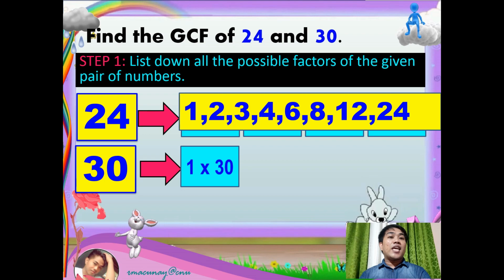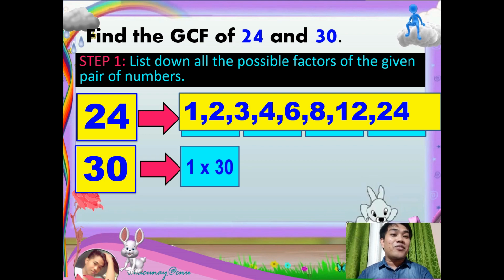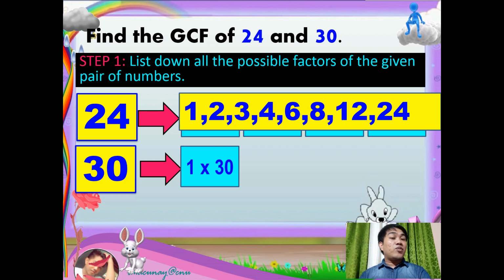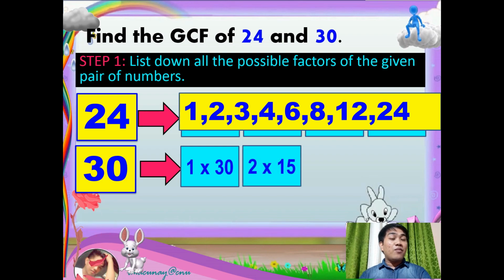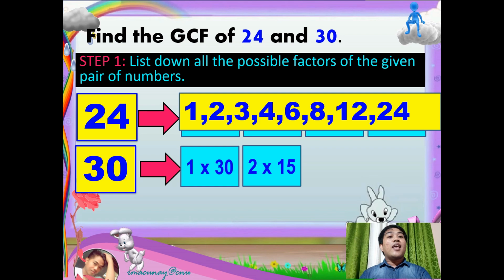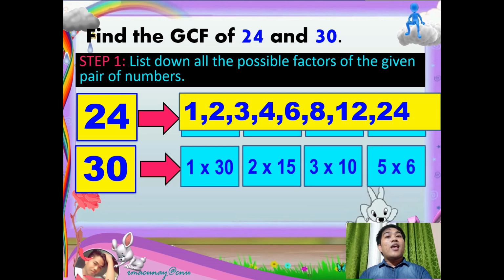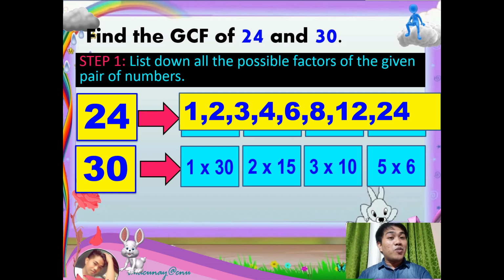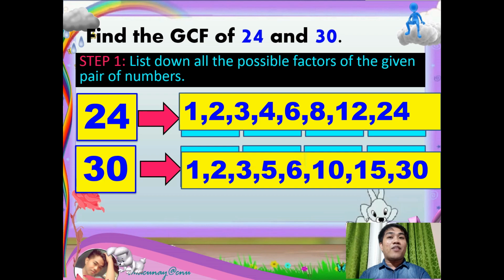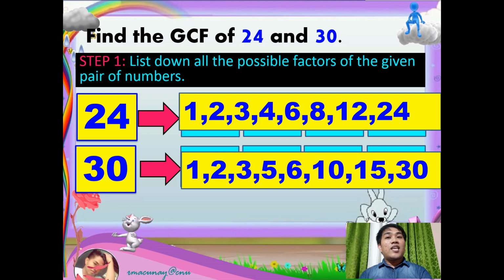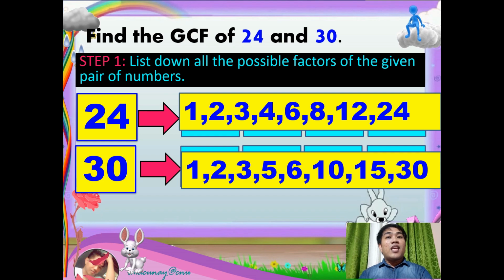For 30, again, automatically you have 1 times 30. And then 30 is also divisible by 2, so you have 2 times 15, which is also equal to 30. And also 3 times 10, that is equal to 30. And 5 times 6. So those are the factors of 30. Arranging them from least to greatest, we have 1, 2, 3, 5, 6, 10, 15, and 30.